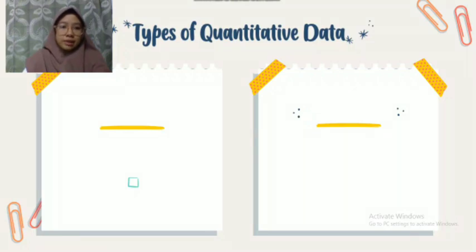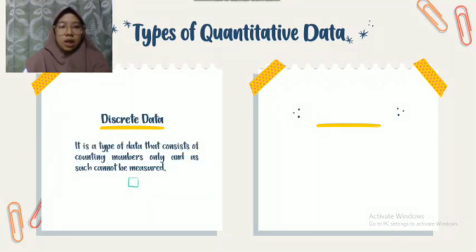Quantitative data can be divided into two types, namely discrete and continuous data. Discrete data is a type of data that consists of counting numbers only and as such cannot be measured. Measurements like weight, length, and height are not classified under discrete data. Examples of discrete data include the number of students in a class, the number of days in a year, the age of an individual.